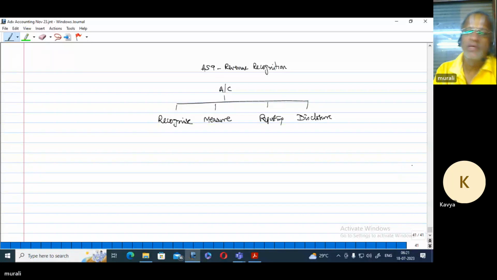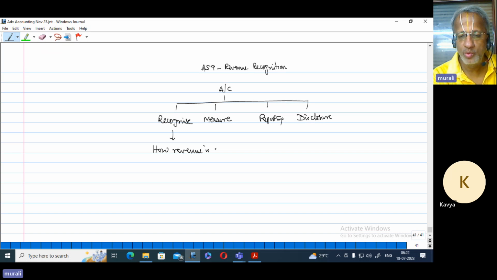So can you share the screen? AS9 revenue recognition. Accounting would mean there are four stages that we have. We are expected to know how revenue is recognized.